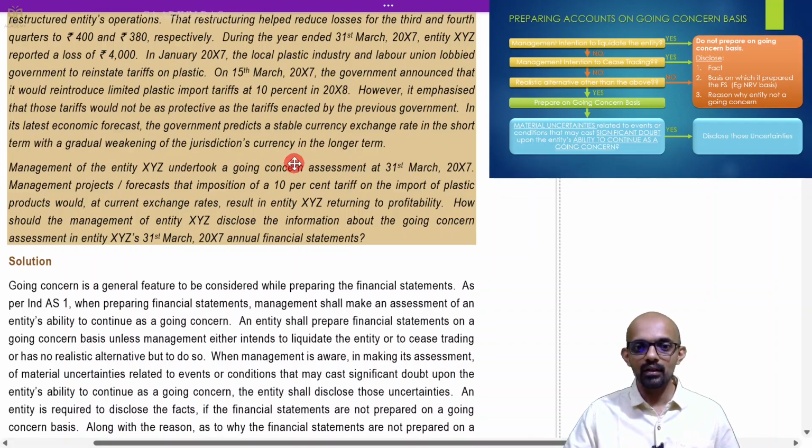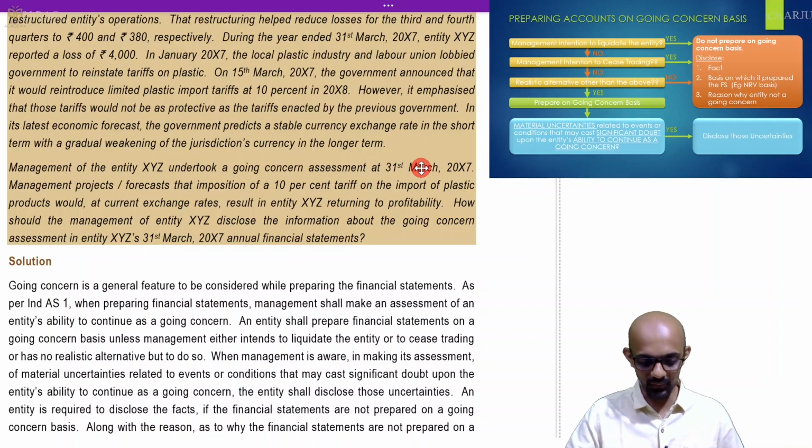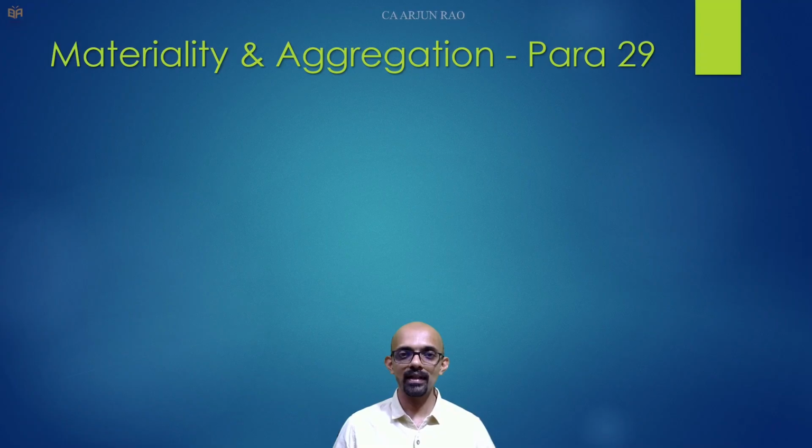What if this tariff is not reintroduced or the currency does not weaken? Then the going concern assumption may not be relevant. So as of today, going concern assumption is relevant, but there are material uncertainties which will be disclosed. So let's discuss materiality and aggregation as per para 29. What do we mean by aggregation? When can we group items together and need not present separately?